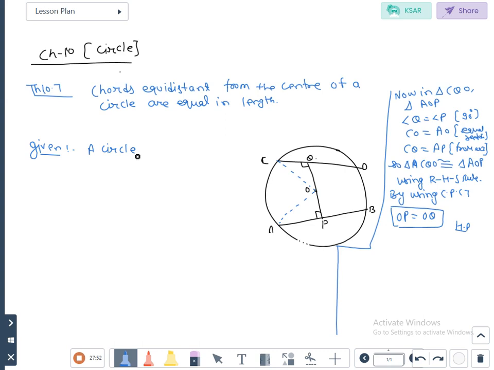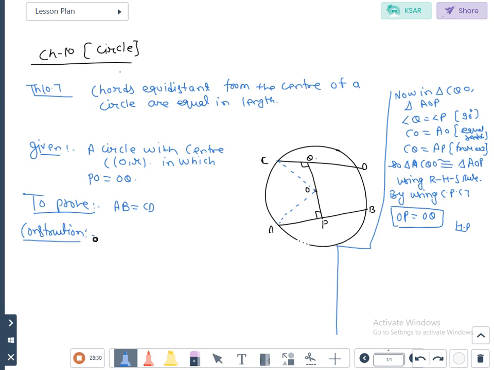A circle with center O comma r, in which OP is equal to OQ is given to you. And what will we prove here? AB is equal to CD. The distance of the chords from the center is equal. Then we prove that the chords must be equal. The construction will be the same construction.